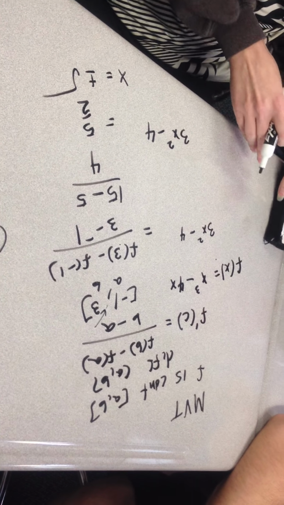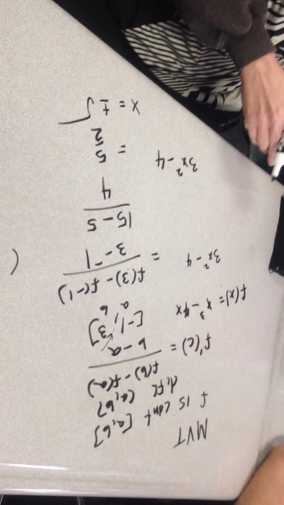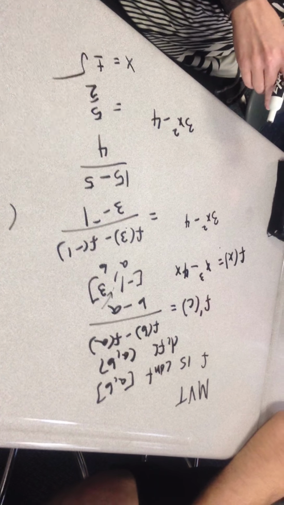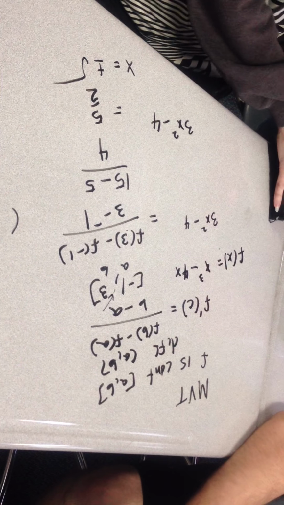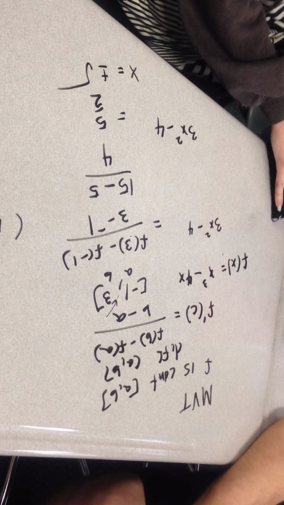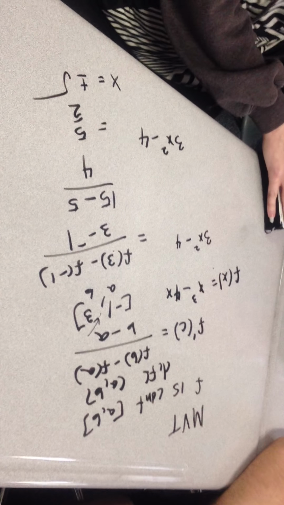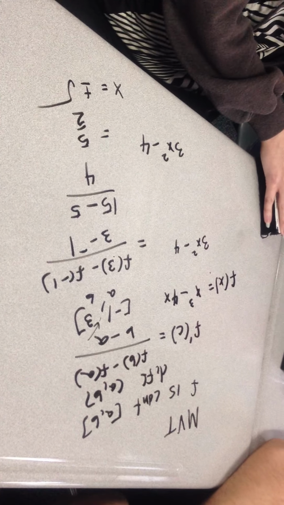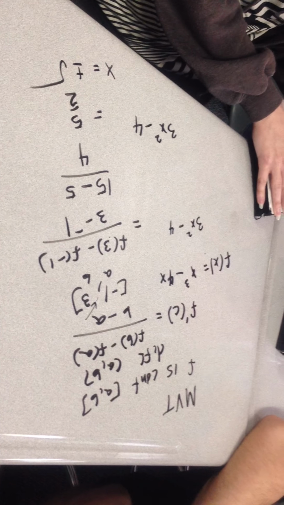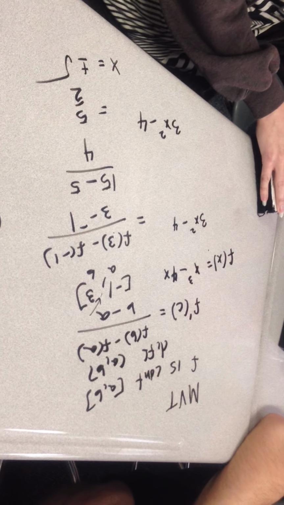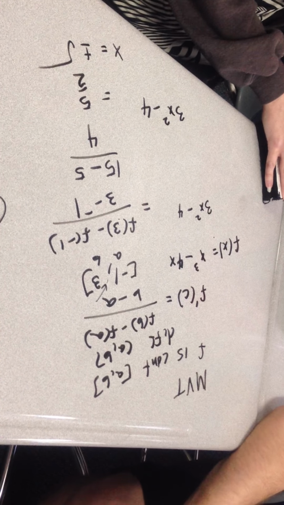Okay, that's MVT. What was the last one? EVT. And then we had the IVT. What does E stand for? Extreme value. Oh, that's the dot, dot, dot. Never mind. Alright.